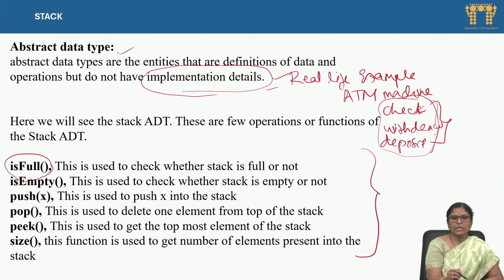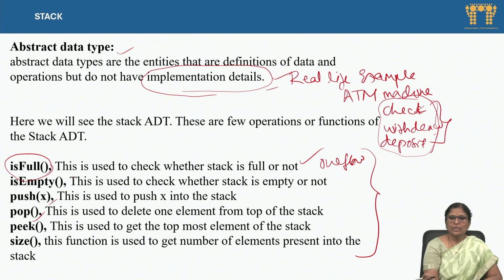The first operation is is full. This is used to check for overflow, whether the stack is full. Similarly, is empty checks for an underflow condition, or whether the stack is empty. Push is an operation, as we have just discussed, to add an element to a stack.